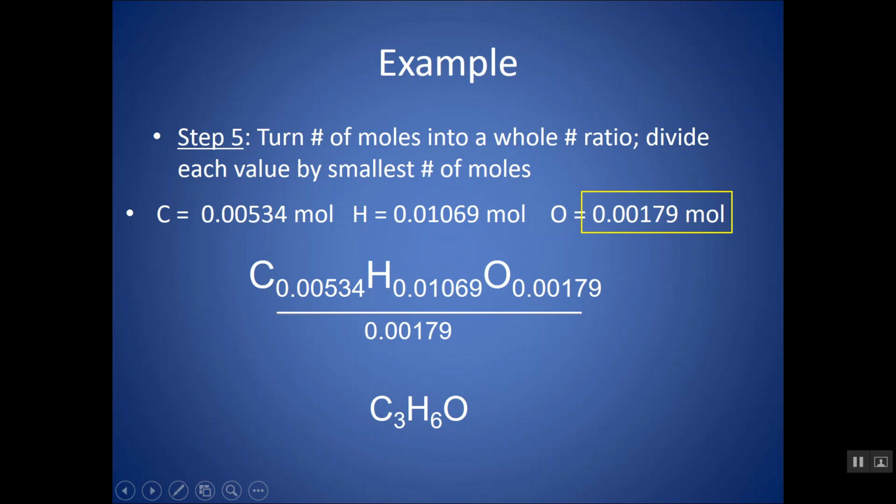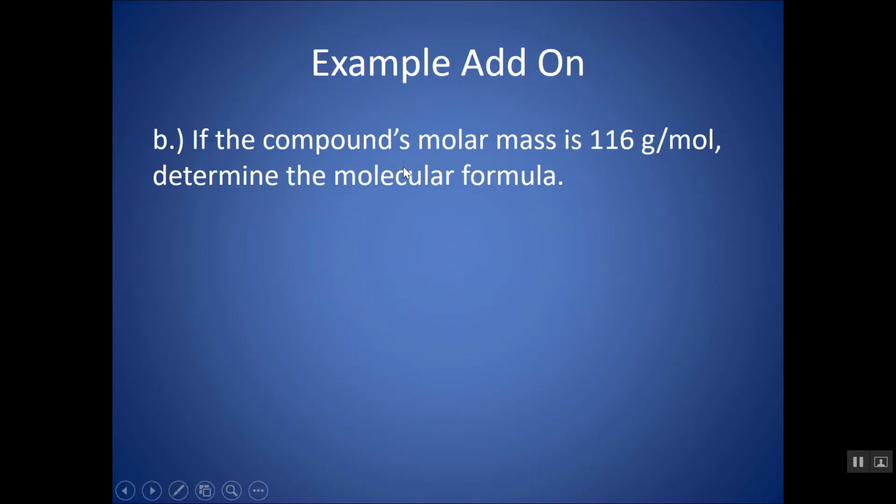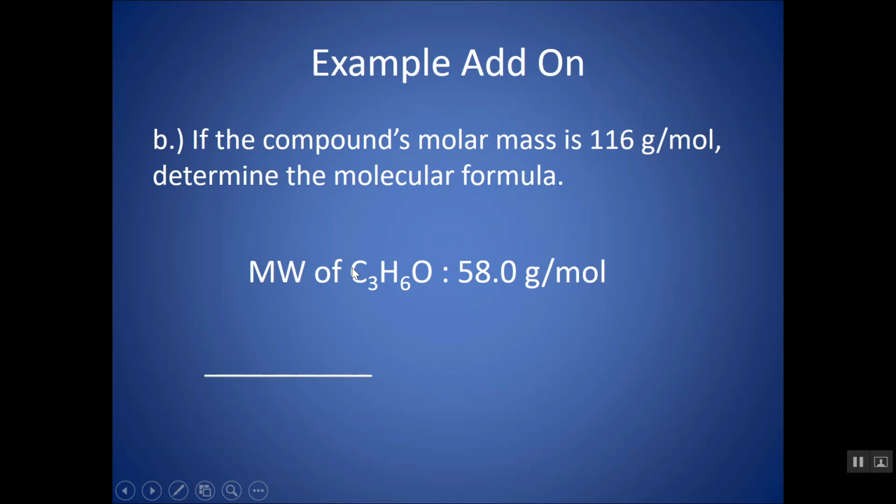C3H6O. The last part of it asks me about finding the molecular formula, so I'm going to get the molar mass of the empirical formula I just found, which is 58, and I can take 116 divided by 58, and I see that the molecular formula should be 2 times bigger, so I should multiply my subscripts by 2.